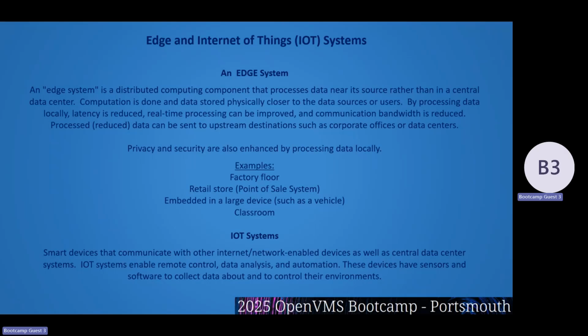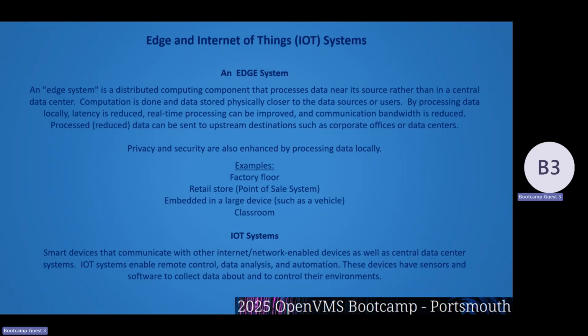You're reducing bandwidth because you're not shipping stuff back and forth between this guy and the data center. And these guys, since they're processing the data locally, they can whittle it down and reduce it and send it upstream to offices or the corporate data center or people that are monitoring what's going on. Also, because it's out there next to the data, you can improve privacy and security.